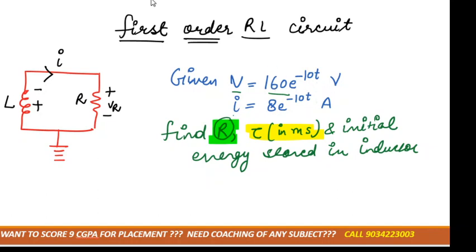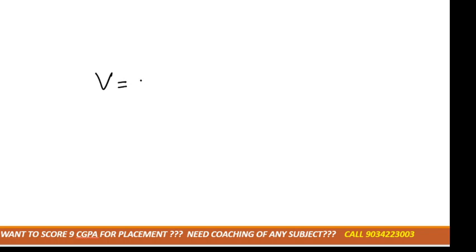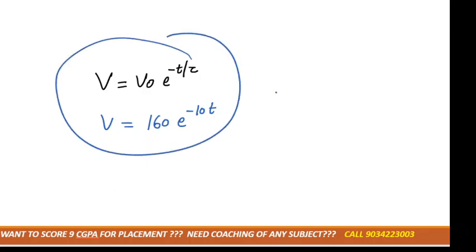But they have mentioned the equation. As I told you, what is the standard equation? The standard equation is V is equal to V naught e raised to power minus t by tau. This is the standard equation. Now they have given V is equal to 160 e raised to power minus 10t. So if we compare these equations, can you tell me what is the value of tau? Tau is equal to 1 by 10, because t is already there. So we can say that 1 by tau is equal to 10.